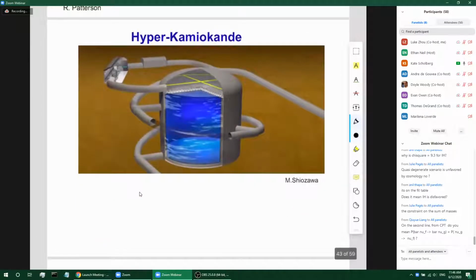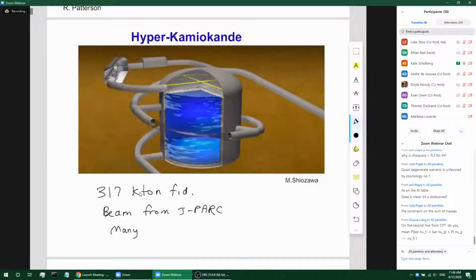There's also HyperK, which is the corresponding project in Japan. The idea is 317 kilotons of fiducial mass in 2 different tanks, each one would be half, and a beam, the same beam or in fact an upgraded beam, from J-PARC. There's also some discussion of a second detector in Korea. I don't know what the status of that is, but there are also many other physics topics: proton decay, supernova, so many diverse topics, solar neutrinos, all kinds of things. Multi-purpose detector in both cases.